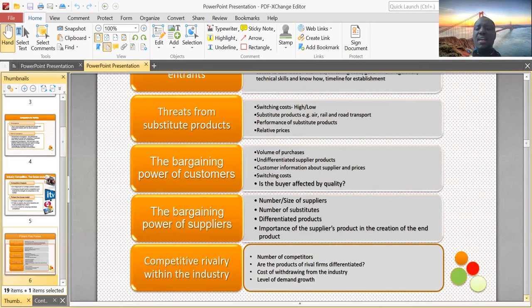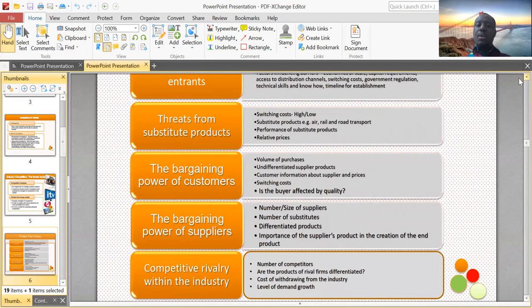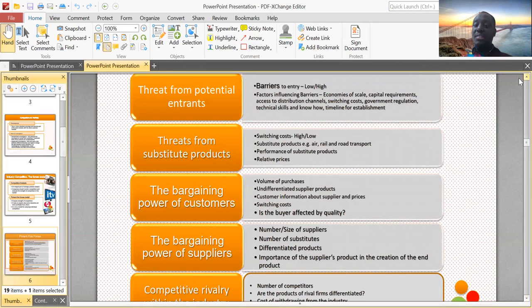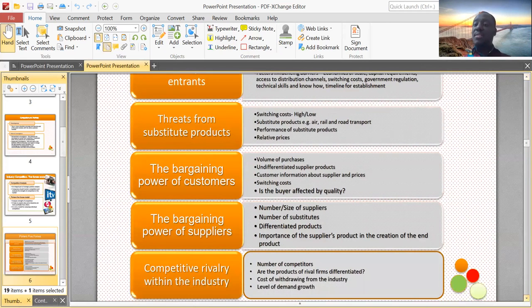Increases competition. So these are some of the factors, and we'll delve more into this. We would actually use this model to explain some cases and some case studies that we'll see. So I just wanted you to have a fair overview of this model, a brief overview from a big picture. So Porter's 5 forces model looks at threats from potential entrants, threats from substitute products, the bargaining power of suppliers, as well as customers, and also competitive rivalry that exists within an industry. Very, very important to know.